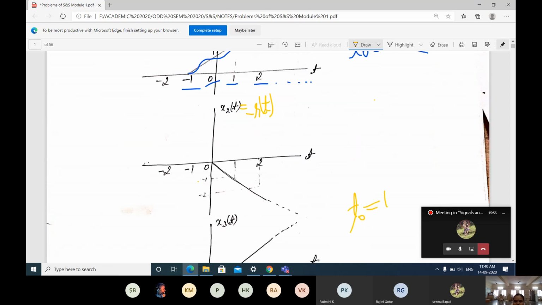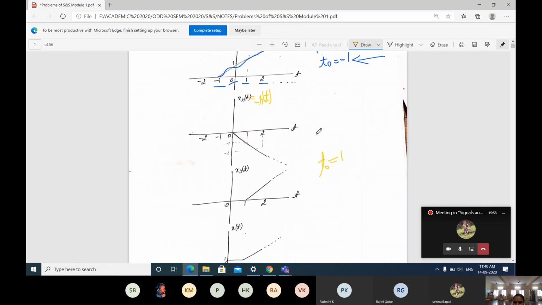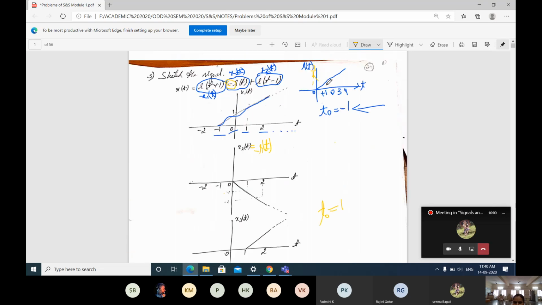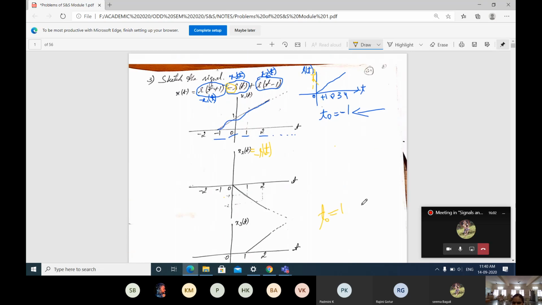Yes, our r of t signal is going to shift towards the right side. By how many positions? One position. 0 plus 1 is 1, 1 plus 1 is 2, 3 plus 1 is 4, and so on. Then this signal is shifted by one position towards the right.